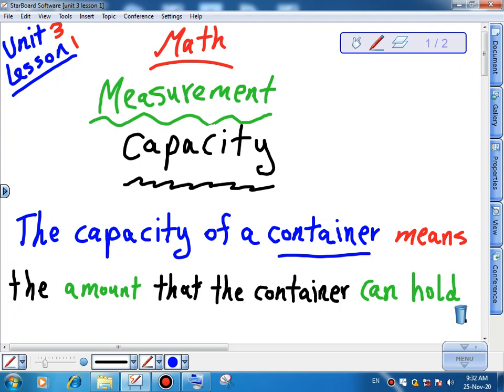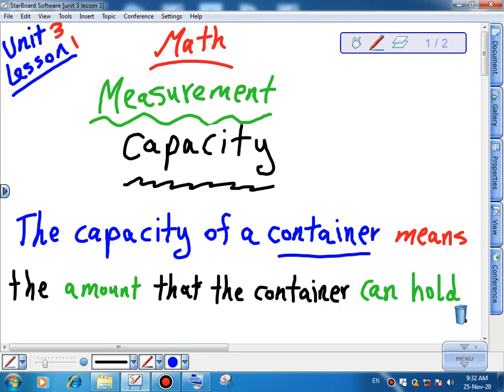Capacity of any container, like a bottle, glass of tea, tank of water, anything like a container. The capacity of any container means the amount that the container can hold. If I have a bottle of water and I need to get the amount of water inside this bottle, I will take the capacity of this bottle. This is the meaning of capacity.